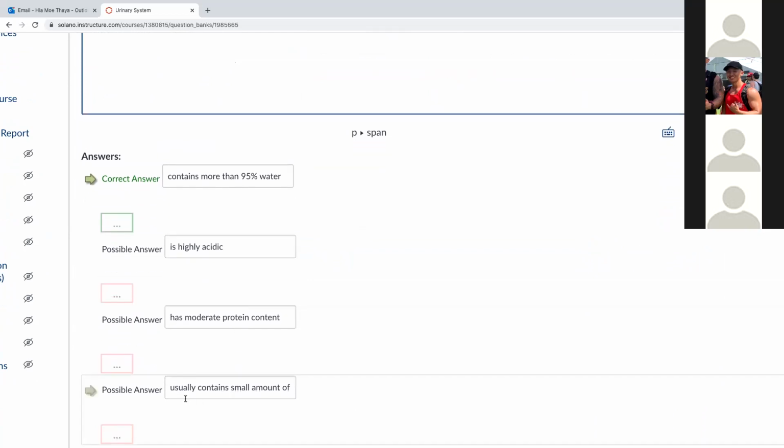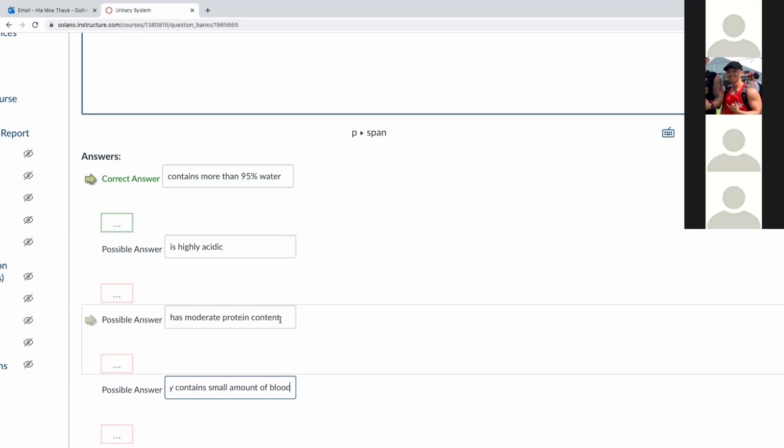Normal urine usually contains a small amount of what? A small amount of blood? No, normal urine usually contains no blood at all, or a very small amount, which might be contamination. So normal urine does not have blood.